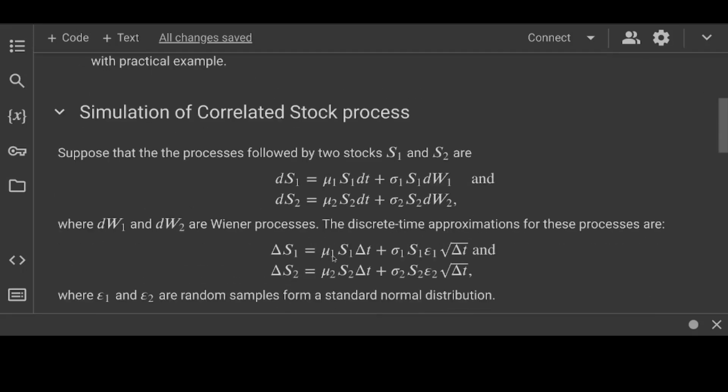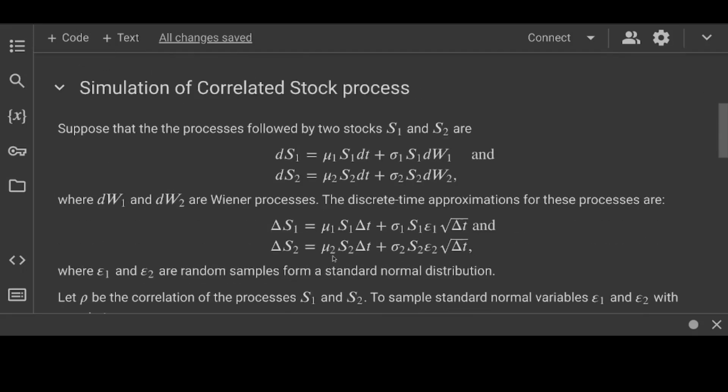Simulation of correlated stock prices. Suppose that the processes followed by two stocks, S1 and S2, are given by these stochastic differential equations, which are geometric Brownian motion. Here dS1 is given by mu1 S1 dt plus sigma1 S1 dW1, and dS2 is given by mu2 S2 dt plus sigma2 S2 dW2. Here W1 and W2 represent the standard Brownian motion, or Wiener process.